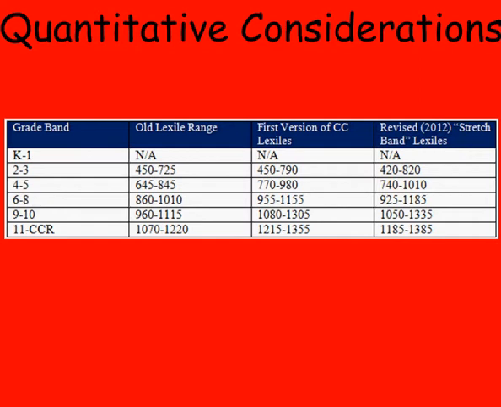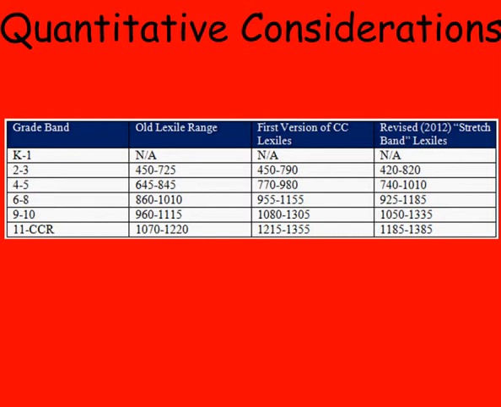The next column shows the Lexile numbers that were the accepted range in reading difficulty for those bands until the Common Core was published. The third column shows the new Lexile expectations put forth in Appendix A of the Common Core. Column 4 shows the stretch bands of the Lexile levels that were revised in the summer of 2012. It is this column in which we base our instruction.